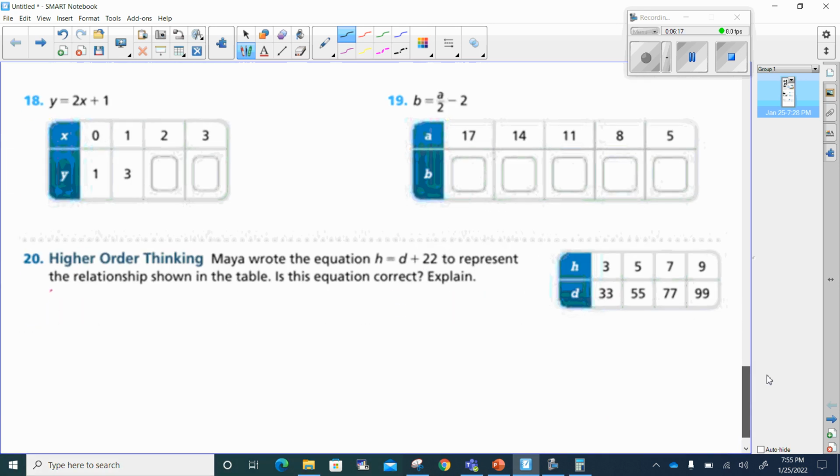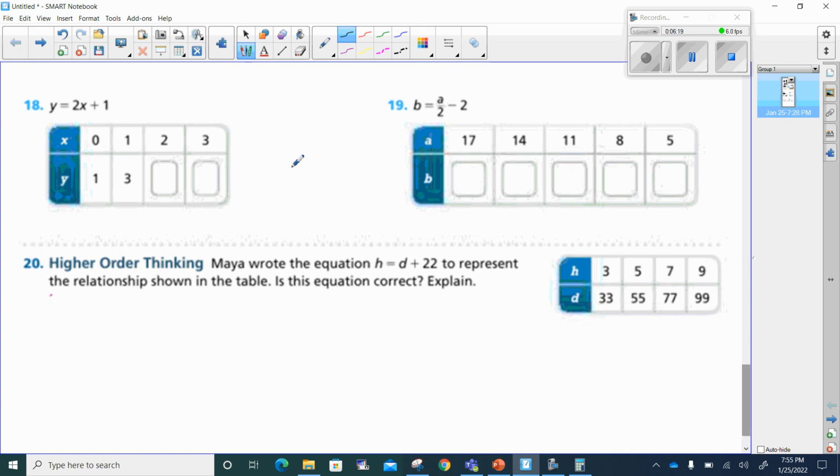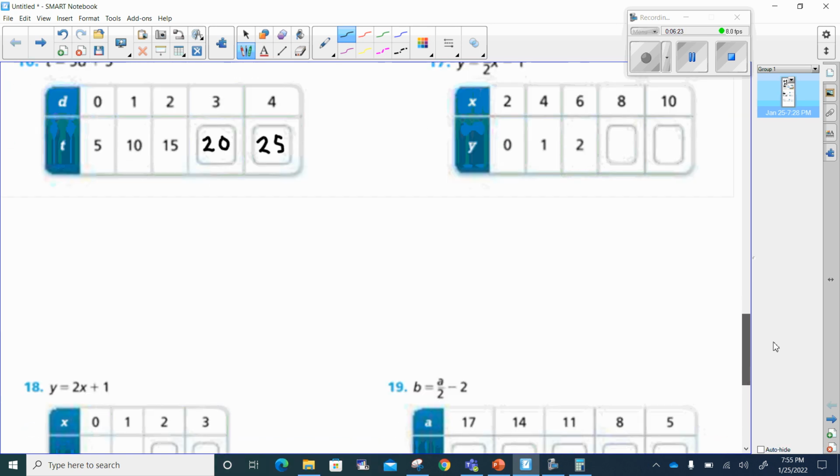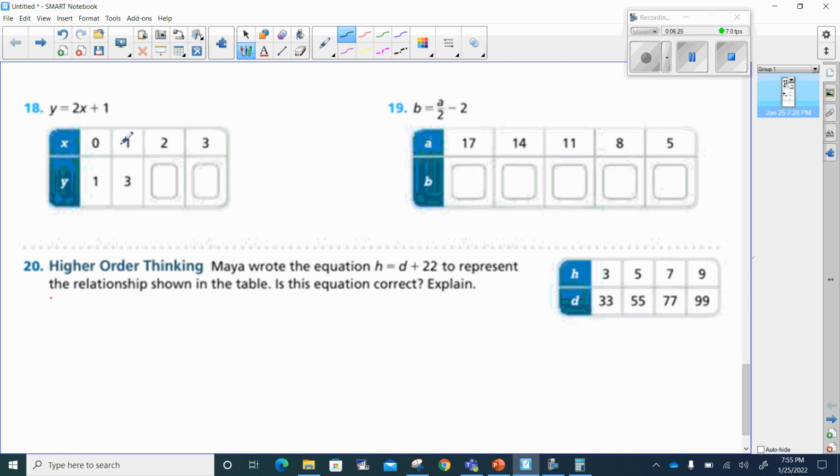Not quite lastly, number 18. They're wanting me to do the same thing. So I have to take x and multiply it by 2 and add 1. When I did that to 0, 2 times 0 is 0, plus 1 is 1. When I did it to 1, 2 times 1 is 2, plus 1 is 3. So 2 times 2 will be 4, plus 1 will be 5. And 3 times 2 would be 6, plus 1 would be 7.